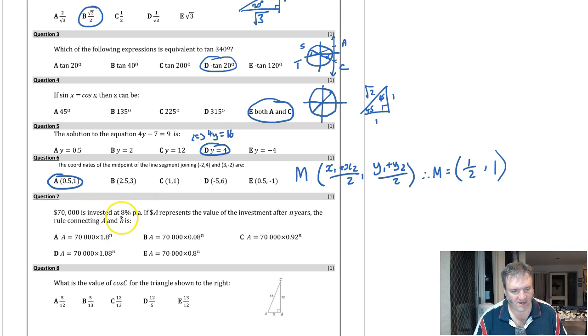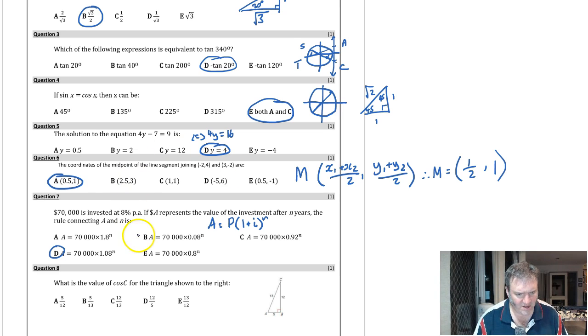Question 7. $70,000 invested at 8%. A represents the value of the investment after n years. The rule connecting A and n is, so A, you can either remember it as a geometric growth or exponential function, or you just remember that the total amount is the principal times 1 plus I to the power of n, assuming these are all happening in years, which they are in this case. So what are we going to have? 70,000 for P, 1 plus 0.08 for 8%, so that should be 1.08, and to the power of n: 70,000 times 1.08 to the power of n. D is the answer I'm looking for.